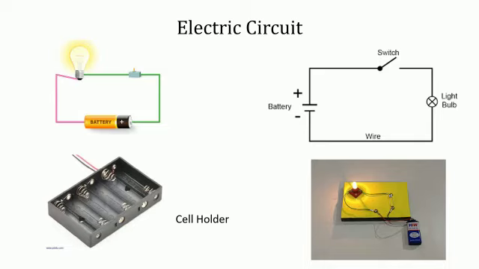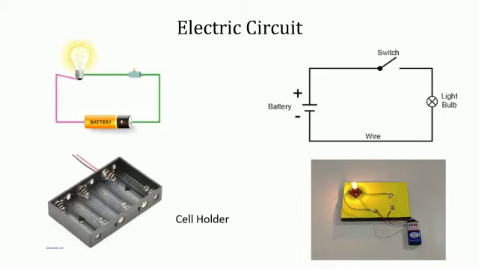Electric circuit. A dry cell is fitted in a cell holder which is connected to an electric bulb, a plug key or switch by connecting wires. A cell holder is one or more compartments for holding a battery. For dry cells, the holder must make electrical contact with the battery terminals.